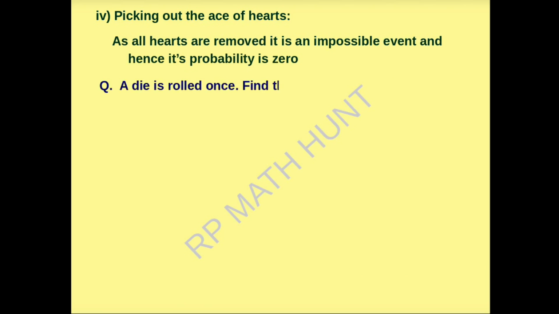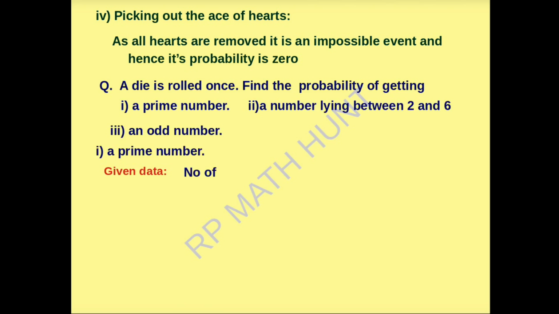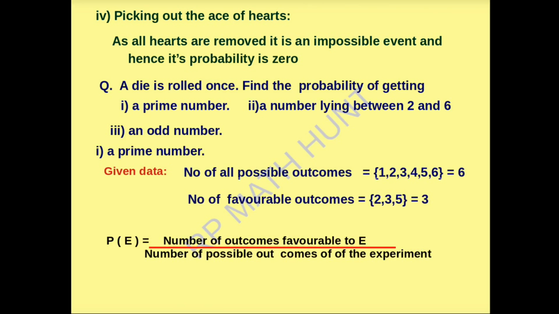A die is rolled once. Find the probability of getting: 1. A prime number. 2. A number lying between 2 and 6. 3. An odd number. One, a prime number. Given data: the number of all possible outcomes is 1, 2, 3, 4, 5, 6, that is 6. Favorable outcomes are 2, 3, 5, that is equal to 3. Therefore, P is equal to FO by TO, that is 3 by 6, that is equal to 1 by 2.